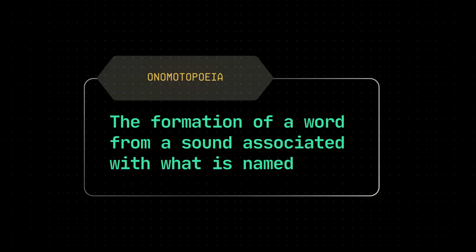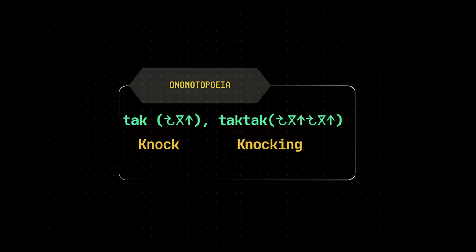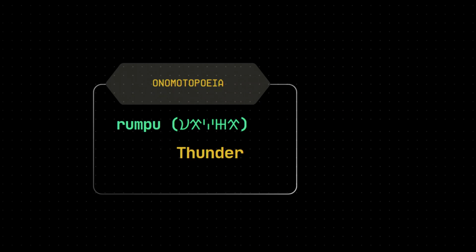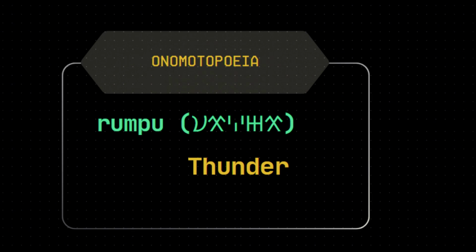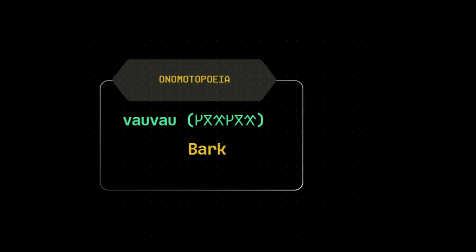Another thing you could do is take sounds in the real world and adjust them to the spelling and phonology of your language. So for my Conlang, tak or tak-tak can mean knock or knocking. Rumpu can mean thunder. Vau-vau can mean bark, and so on.